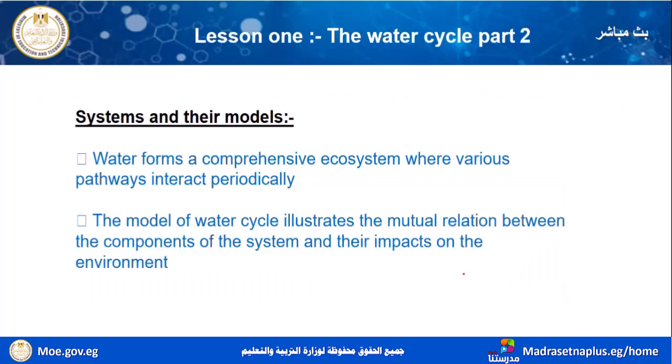Systems and their models. Water forms a comprehensive ecosystem where various pathways interact periodically. The model of the water cycle illustrates the mutual relation between the components of the system and their impact on the environment.